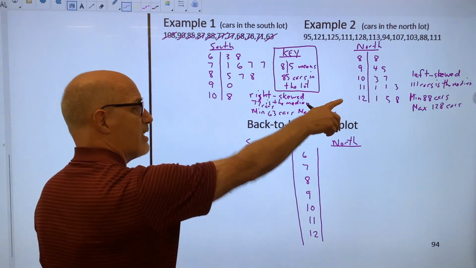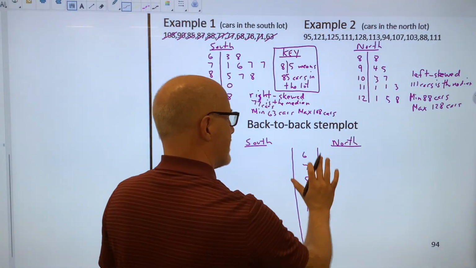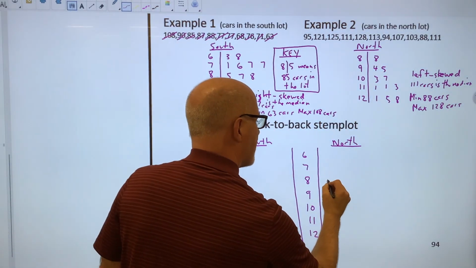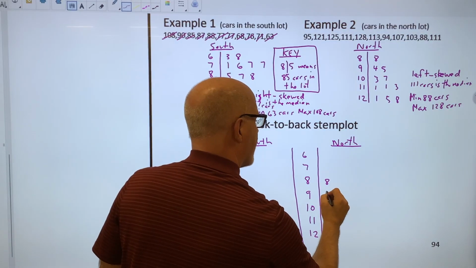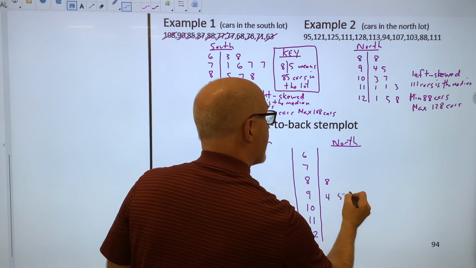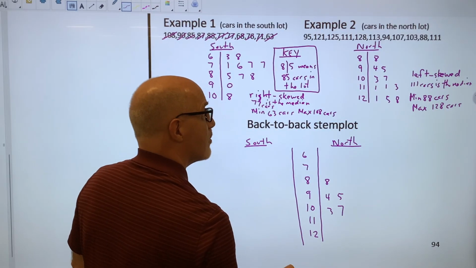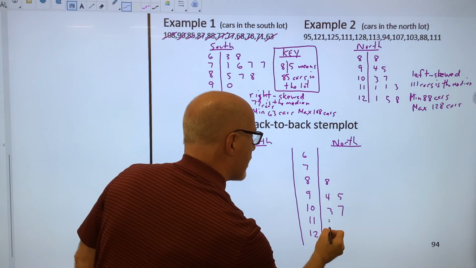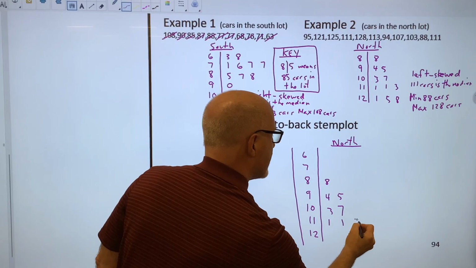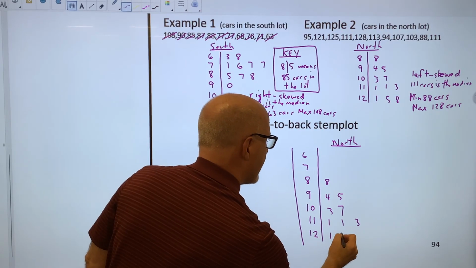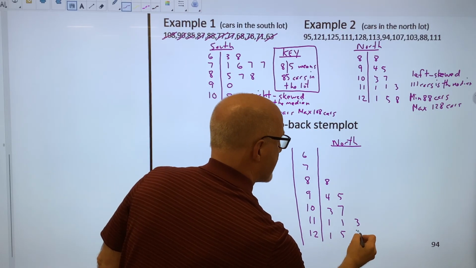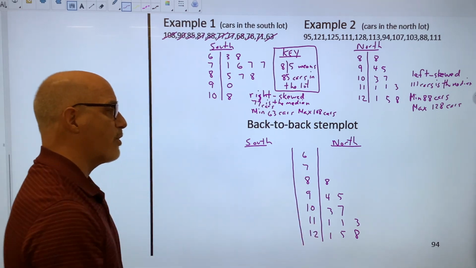Now the easy one is to do the one on the right. I'm gonna just list it as is. So this would be, you put an 8 here, a 4 and a 5, and then I do a 3 and a 7 for the 103, 107, and 111, 111, and 113, and then 1, 5, and 8 for these leaves on this side. So that gives me the north side.